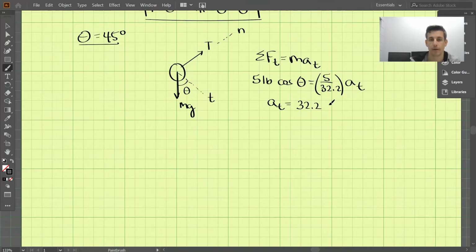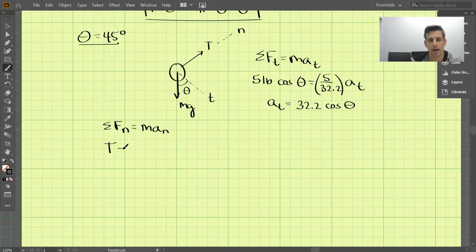So the acceleration in the tangential direction is equal to 32.2 cosine of theta. Okay, so let's continue by taking the sum of the forces in the normal direction and setting that equal to the mass times the acceleration in the normal direction. The normal direction is this way, so we have T pointed directly in the normal direction. And then we'll have a component of this mg, and that component will be acting in this direction.